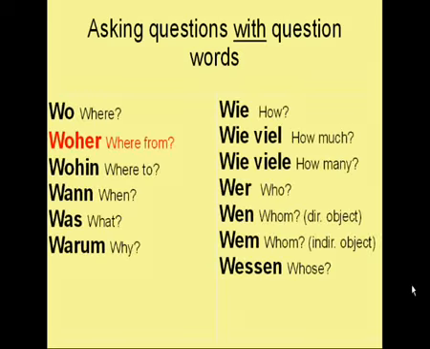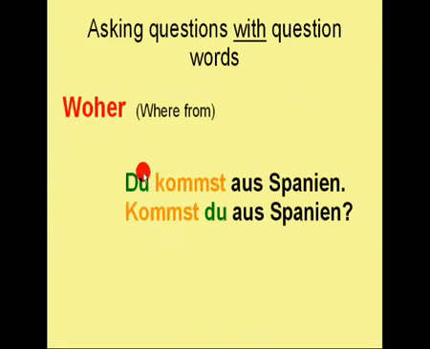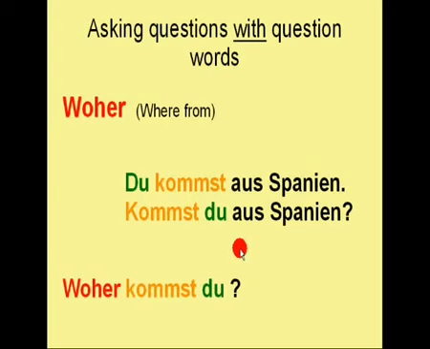The second word is woher and means where from. For instance, we have the sentence "Du kommst aus Spanien." You come from Spain. The question would be "Kommst du aus Spanien?" Do you come from Spain? As you can see, I just switched those two words. And then I kept the position of these two words, and then I simply put the woher in front of these two. "Woher kommst du?" means where do you come from.